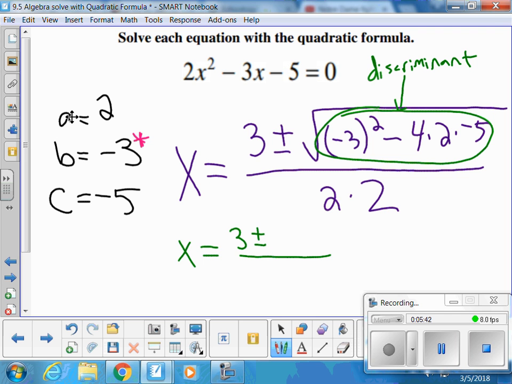What'd you guys get for your discriminant? 49. Oh my gosh, that's a perfect square, so it's really, really good. Go ahead now that you know it's 49 and square root the 49. Do you remember where your square root button is? Hopefully, we used it last week.